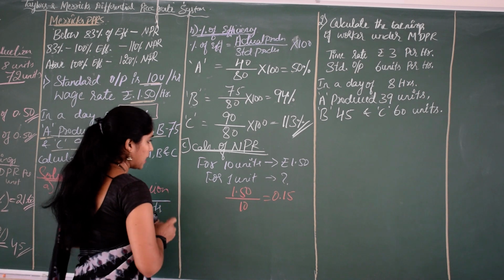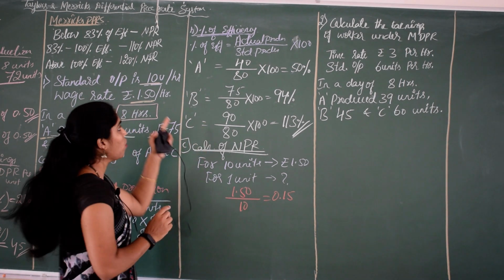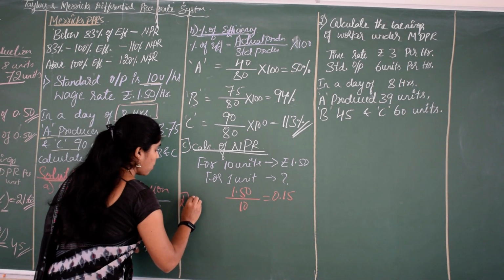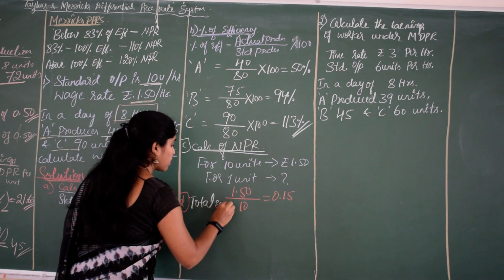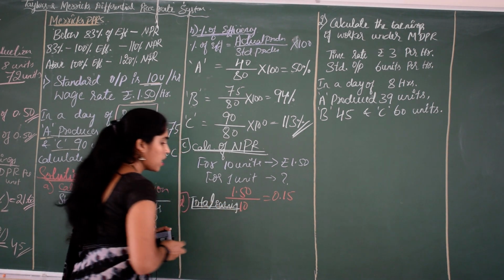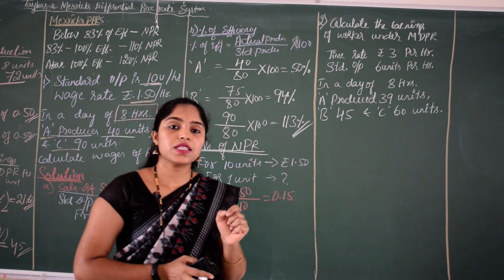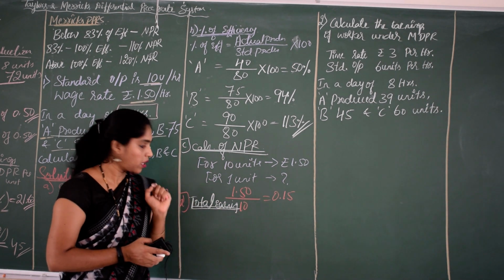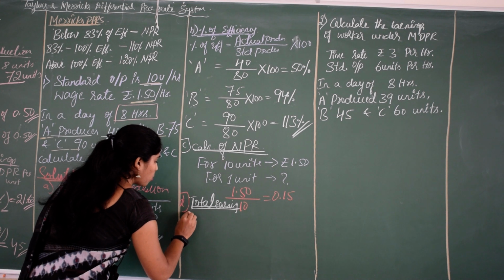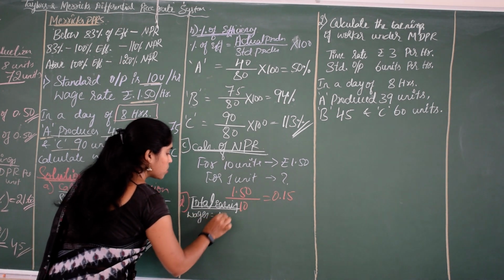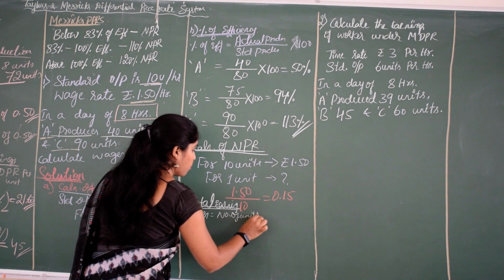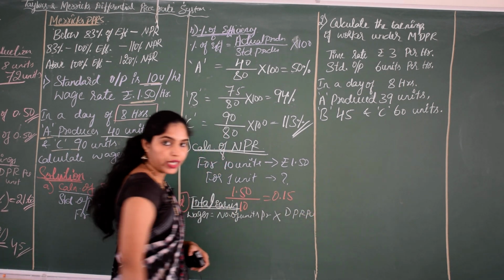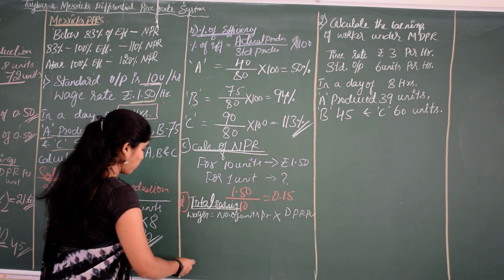Now let us calculate the wages of all these employees. So, next we have to calculate wages or total earnings. So, how do you calculate total earnings? What is the formula? The formula is the same. Total earnings or wages is equal to number of units produced multiplied by differential piece rate per unit. Okay. So, now calculate for each employee.